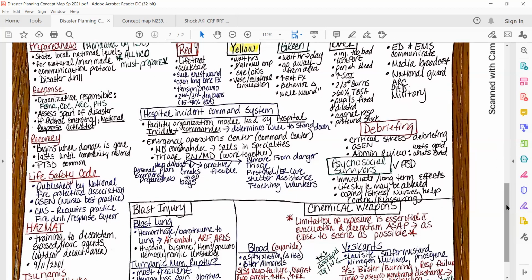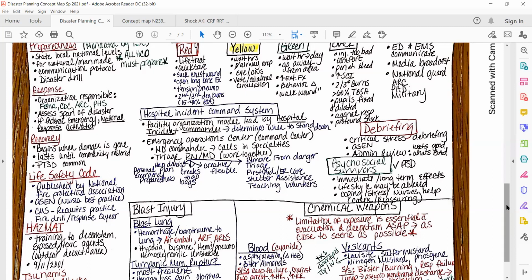So incident command system. The facility organization model is led by the hospital. So there's one incident commander, right? The incident commander determines when to stand down. There's an emergency operations center. This is the command center. So who's the head provider in triaging? This is like the head physician that's triaging. This person goes here. This person goes here. Usually a nurse and a doctor triage together. This one requires OR. This one requires a yellow station.